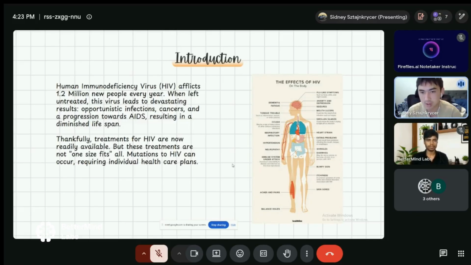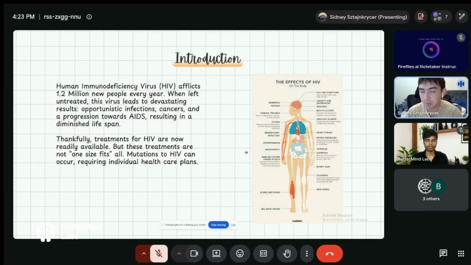So before we get into it, we need to talk about what HIV is and how it still afflicts millions of people a year, even though we still have this treatment. The thing is, HIV can be very deadly if left untreated. And the reason why I wanted to do this project was so people can live more fulfilling lives. And yeah, that's the main reason why I wanted to do this project.